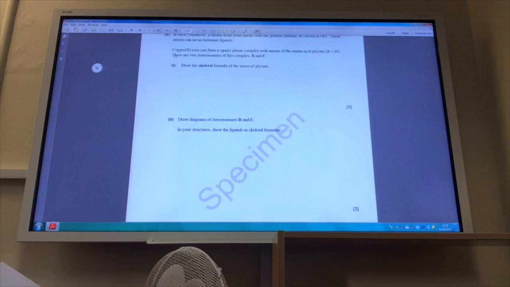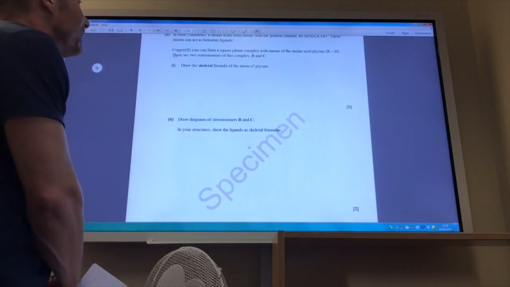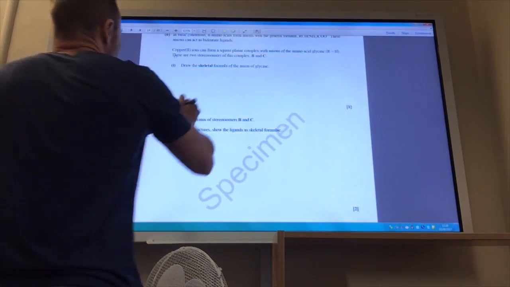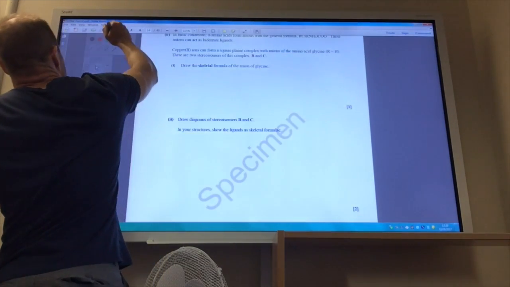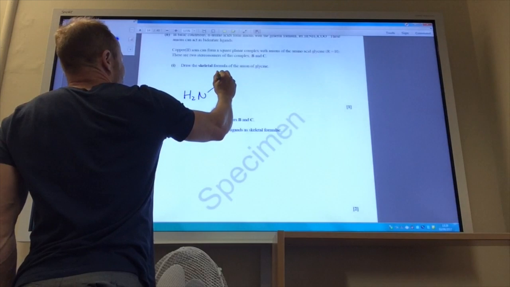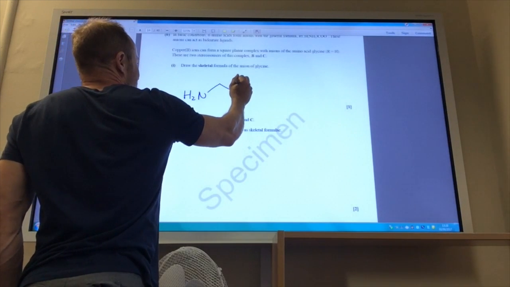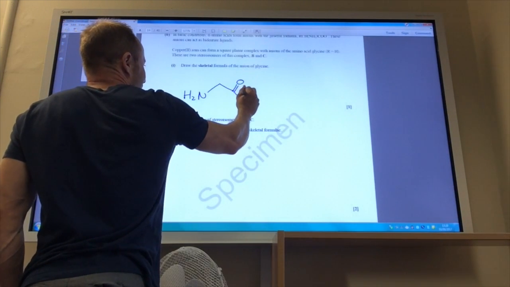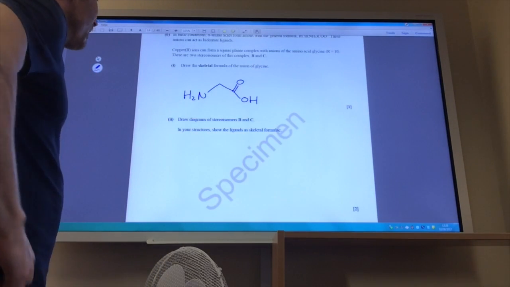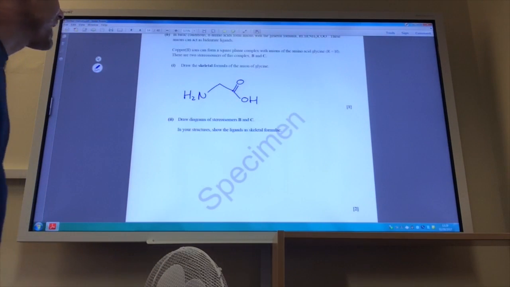Right, so amino acid time, and it is looking at glycine, the easiest amino acid, and it wants me to draw the skeletal formula of glycine. So I'm going to have an NH2 group, then on the other end I'm going to have a carboxylic acid group like so. Draw diagrams of stereoisomers B and C. So that's when copper 2 ions react.